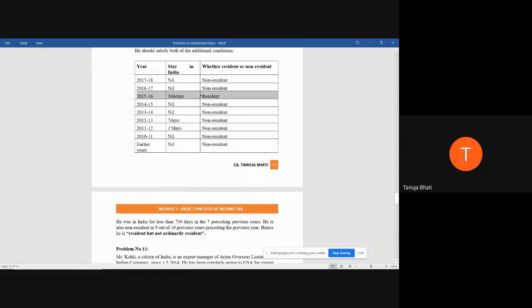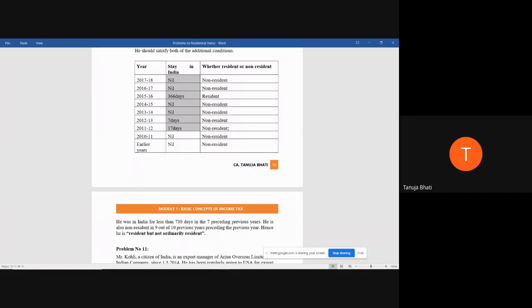So he is just resident in 1 year. Then we need to calculate that in the 7 years, 1, 2, 3, 4, 5, 6, 7. In these 7 years, his stay should be 730 days or more. Now, is it 730 days or more? No. If you add 366 plus 7 plus 17, he has stayed only for 390 days in the 7 years. So it is less than 730 days.